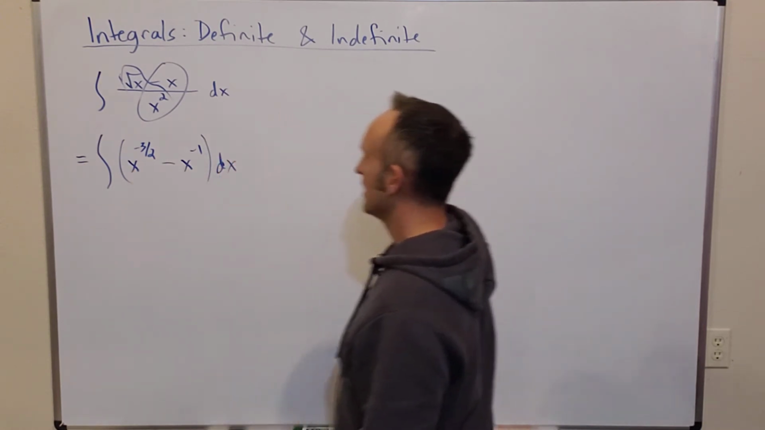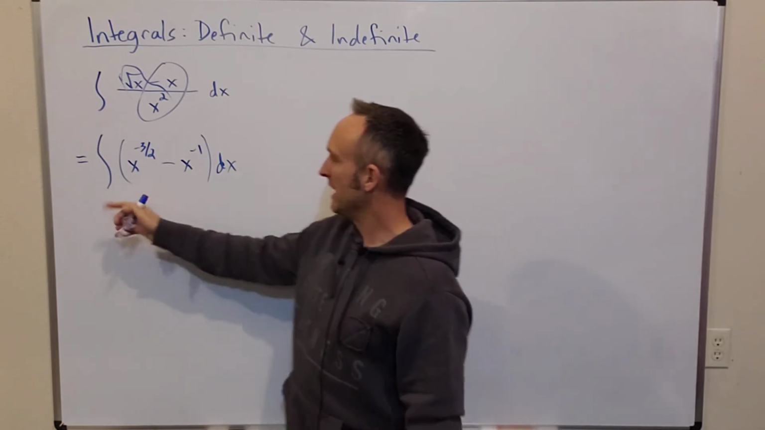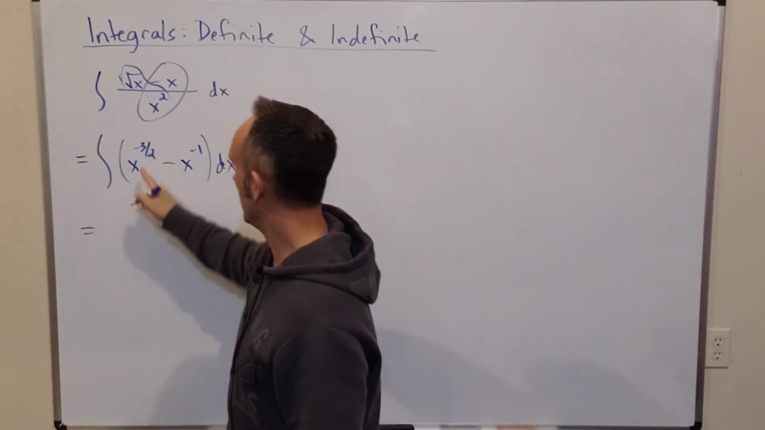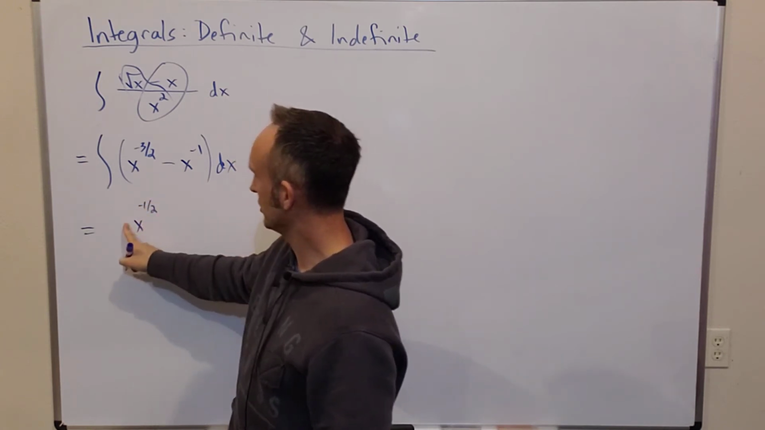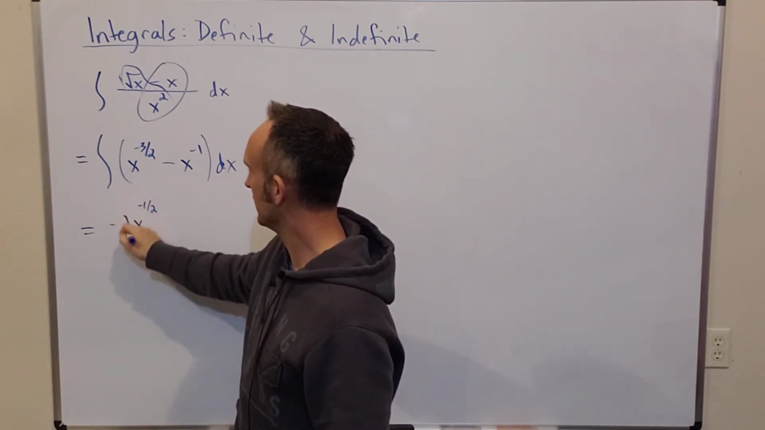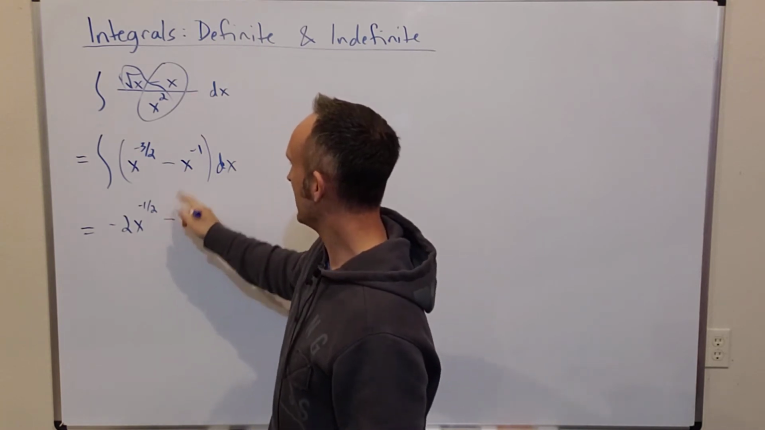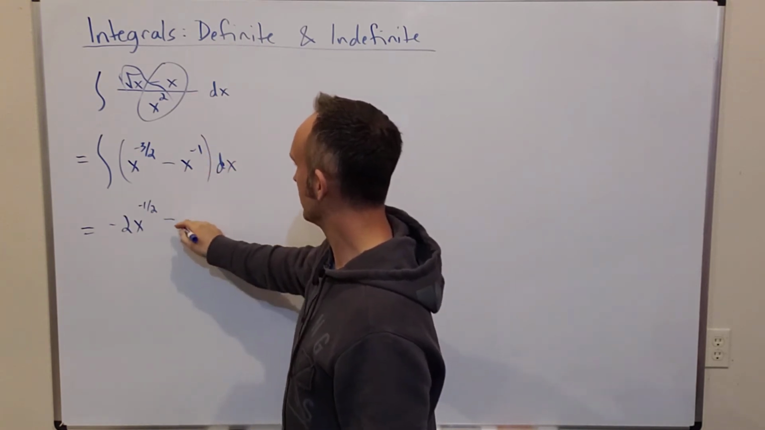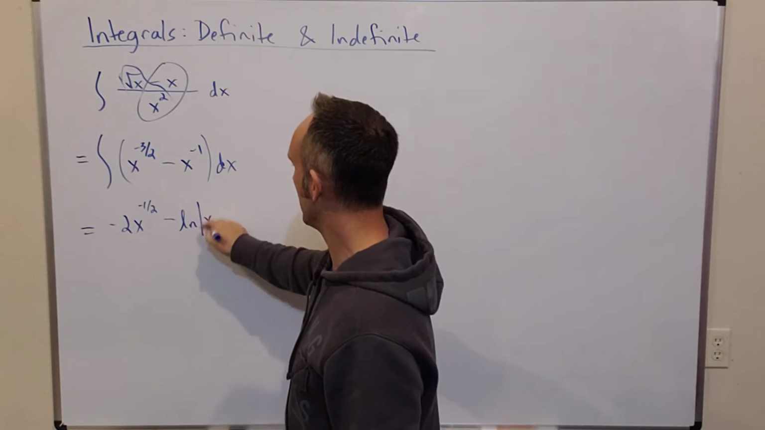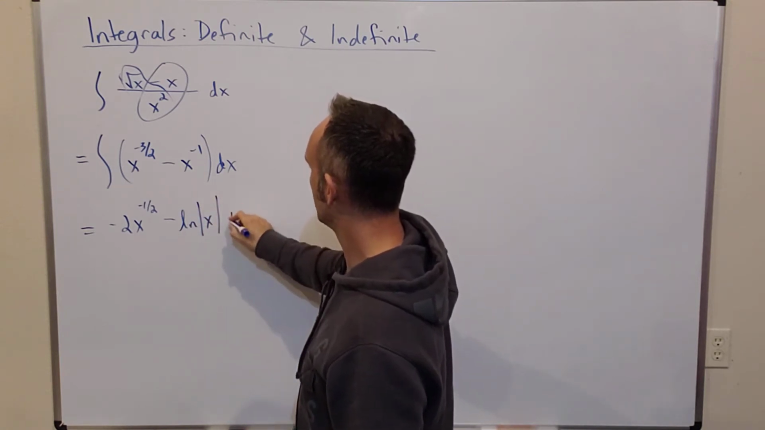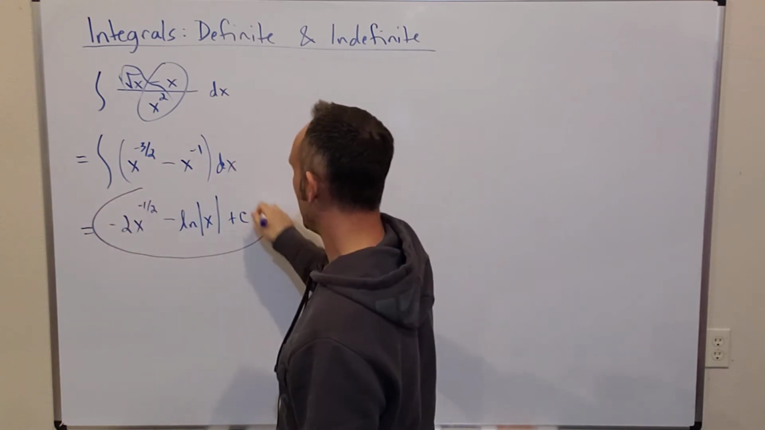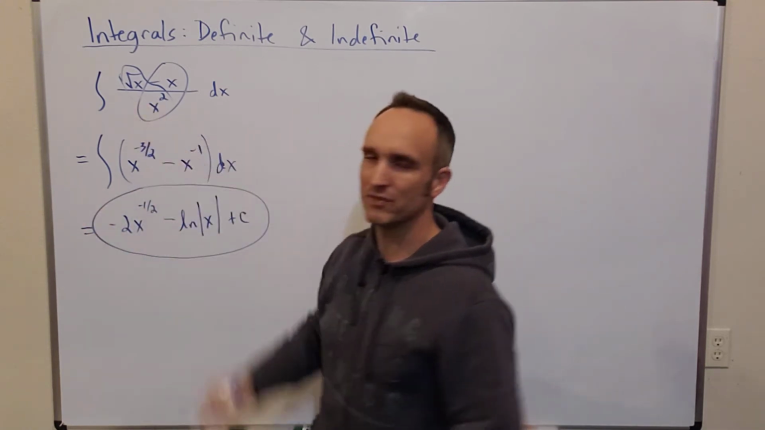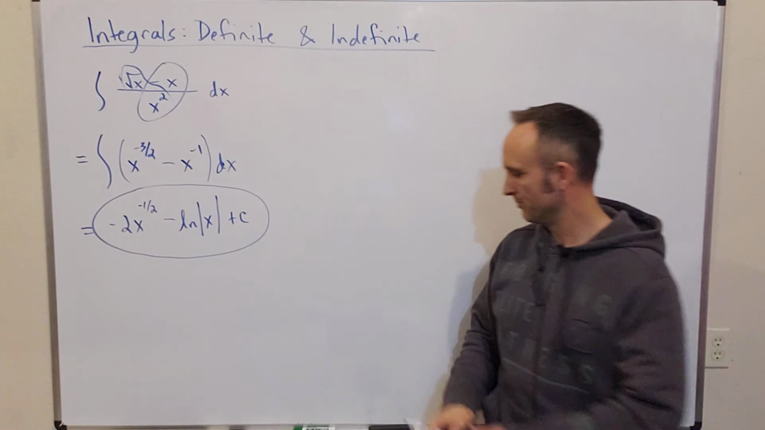And so we're looking for the antiderivative. Raising the power by 1, I get x to the negative 1/2. Multiplying the coefficient by the reciprocal gives me negative 2. Minus the antiderivative of x to the negative first, which is the natural log of the absolute value of x, plus c. So that is the general antiderivative of this function, and that's an indefinite integral.